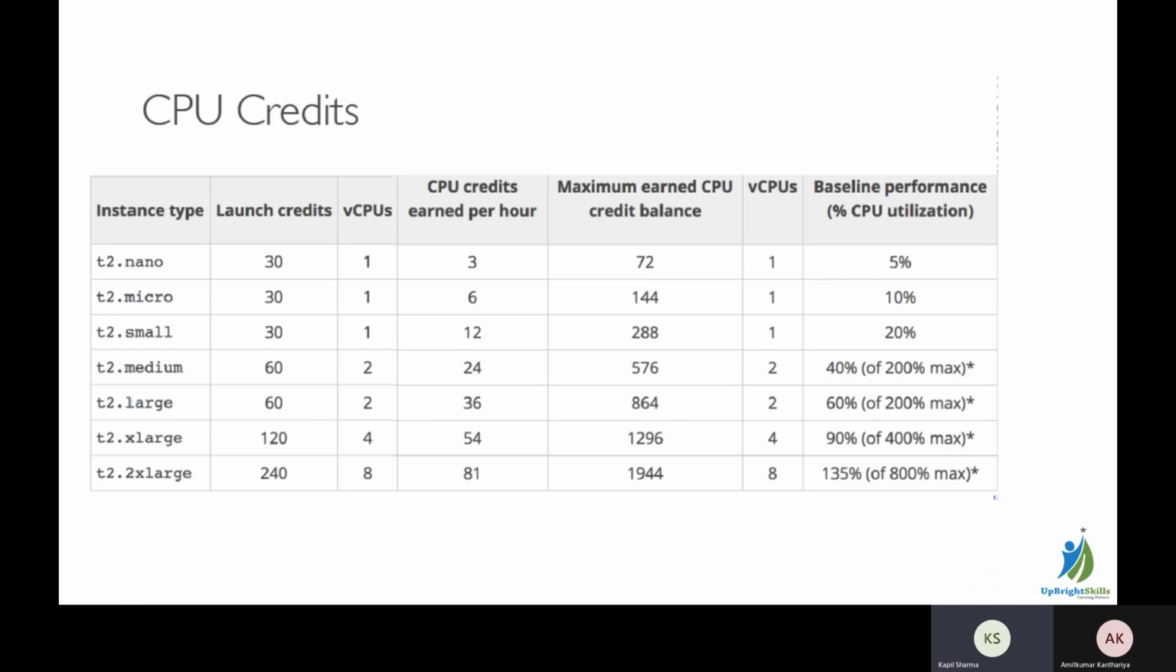This is one table where you can see how many credits you get in which instance type. You can see T2 Nano launch credit is 30, CPU credit per hour is 3. So if it is consistent, you will gain 3 credits per hour. Maximum is 72. vCPU baseline CPU performance is 5%. So this is a complete CPU credit family.